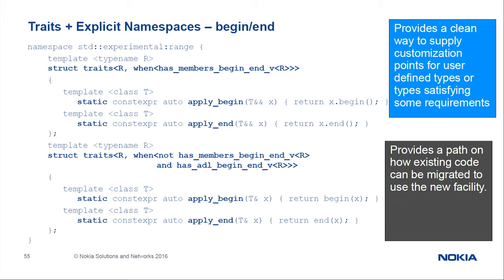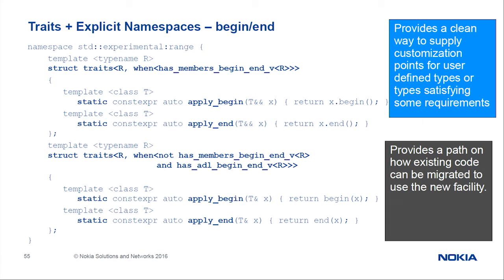Now I want to specialize for ADL so that I am backward compatible with the current way we do that on the standard. And I check if I can find this begin end by ADL. I have not the details on the presentation. And I just forward.